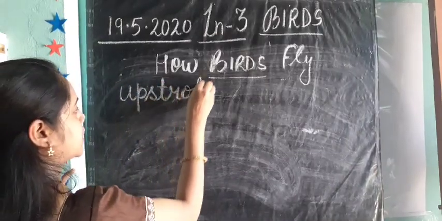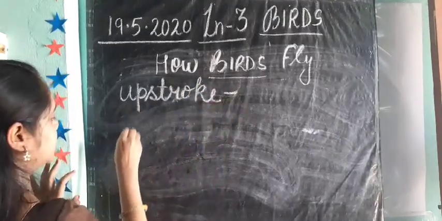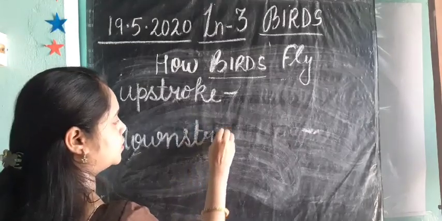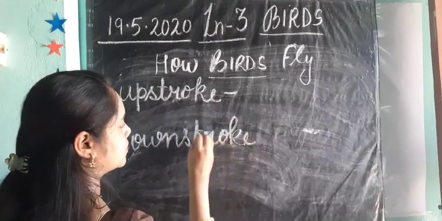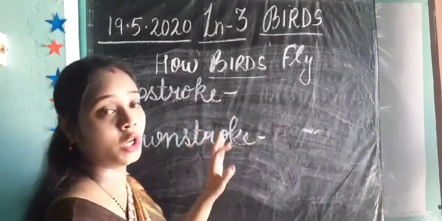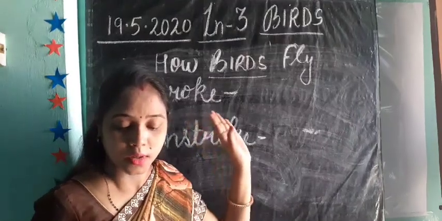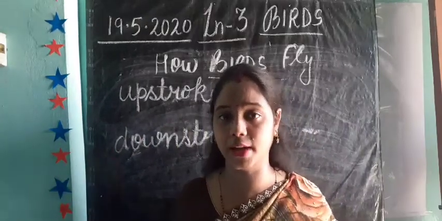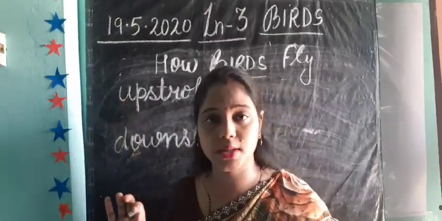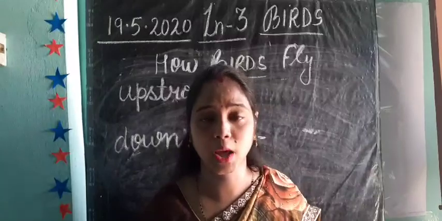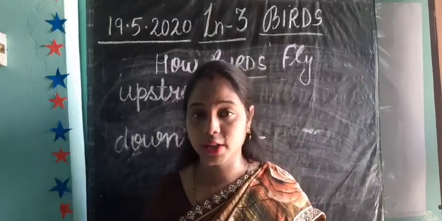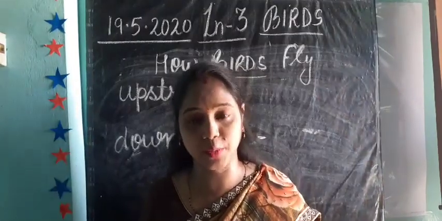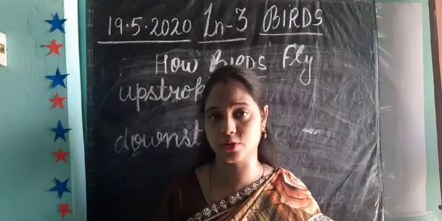Up stroke movement, and the second one is down stroke movement. These two functions, these two processes are there while flying. Without these two processes, the birds cannot fly. First they will do the up stroke movement, then they will do the down stroke movement. Now what is up stroke and down stroke?